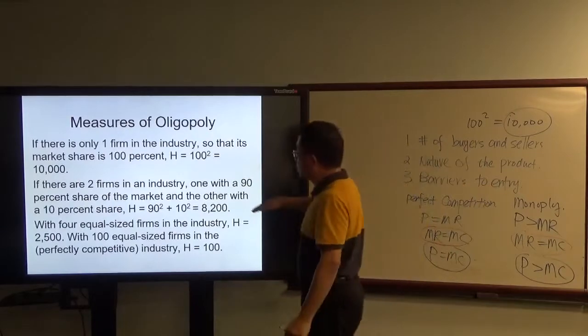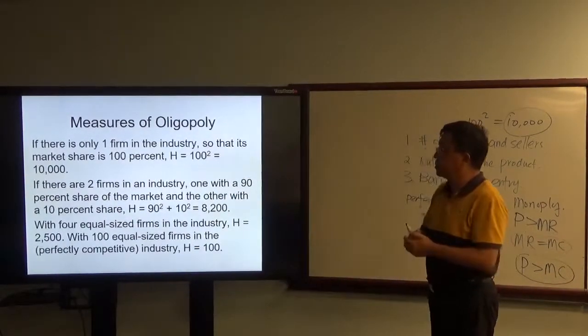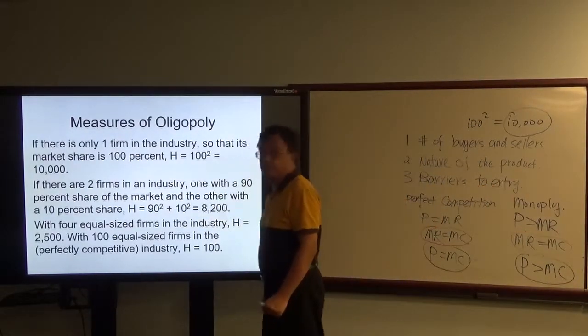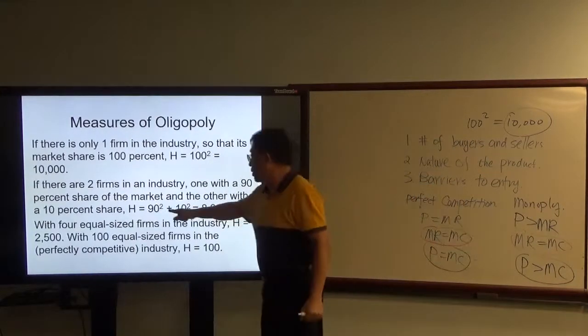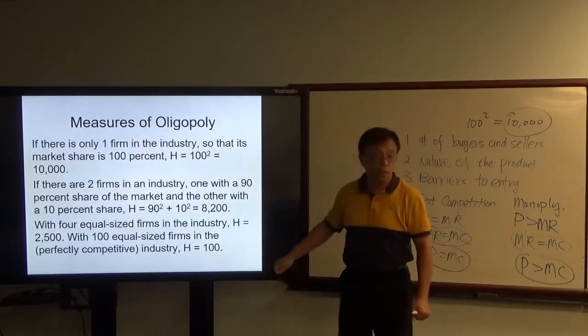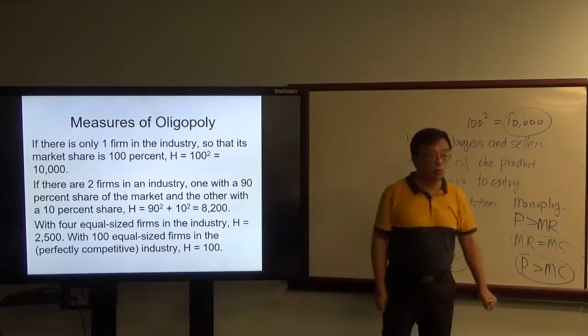But let's say there are two companies in the industry. One has a 90% share of the market, the other has a 10% market share. Total is 100%. So 90 squared plus 10 squared. Now the Herfindahl index is smaller, relatively, because you have two companies. It's 8,200.